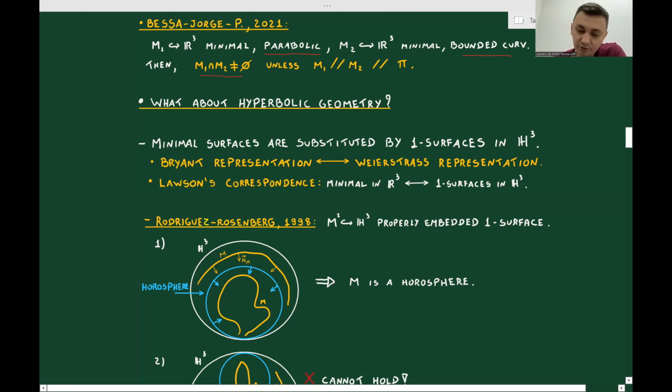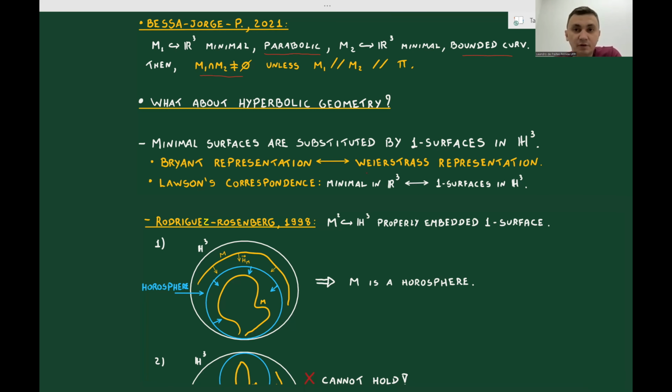So first of all, just recall that there is a very nice correspondence between minimal surfaces in the Euclidean space and one surfaces in the hyperbolic space. The first coincidence is that for minimal surfaces in the Euclidean space we have the Weierstrass representation, and for one surfaces in the hyperbolic space we have the Bryant representation.